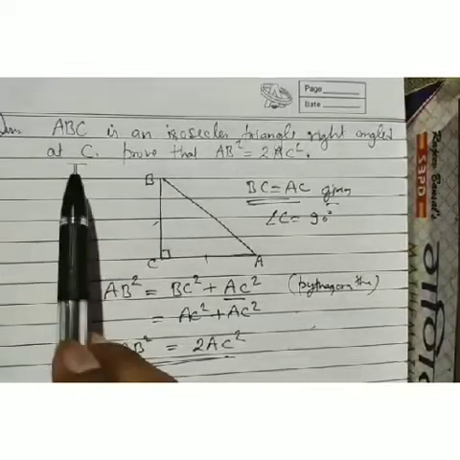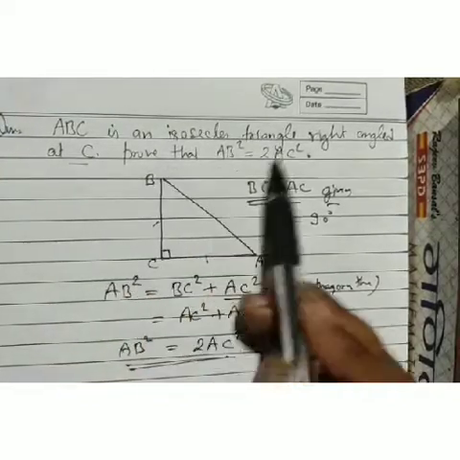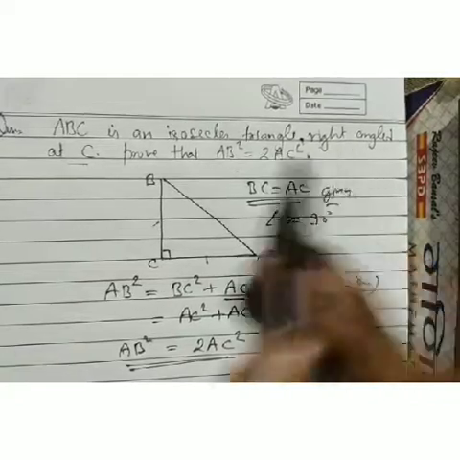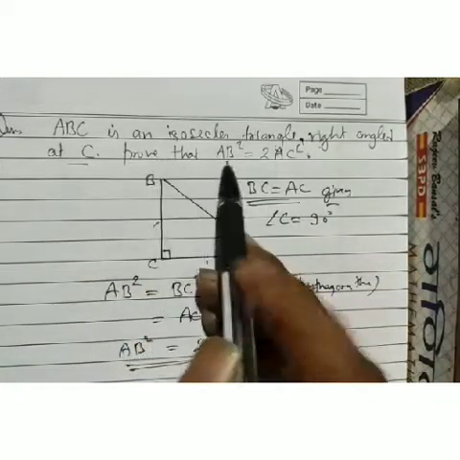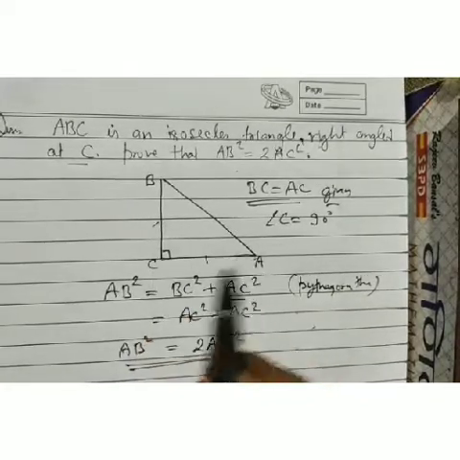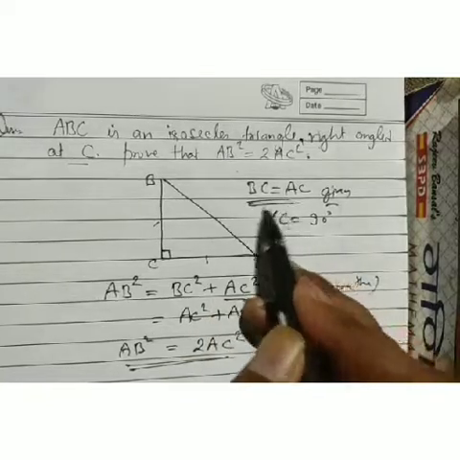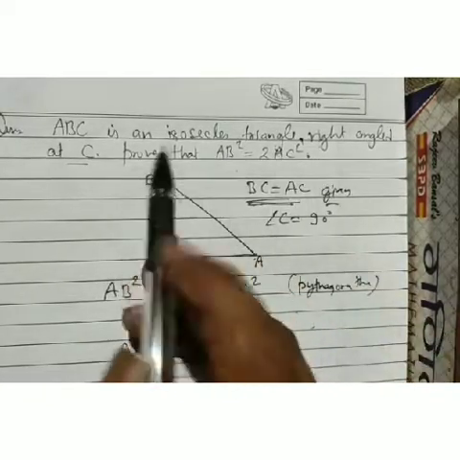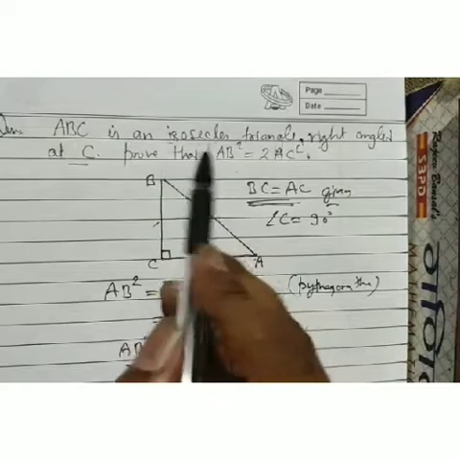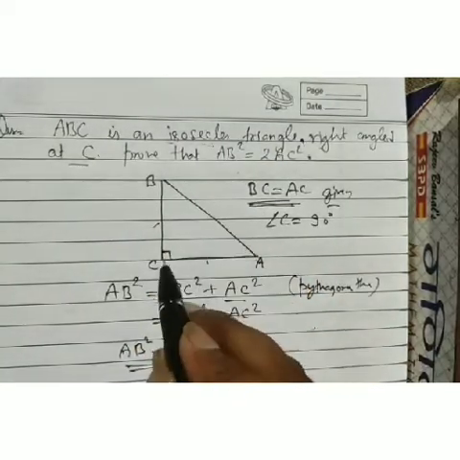So let's start with today's problems. We have a problem: if ABC is an isosceles triangle, right angled at C, we have to prove that AB square equals 2 AC square. We draw the right angle triangle ABC, right angle at C. It's also given that BC equals AC, because our triangle is an isosceles triangle.